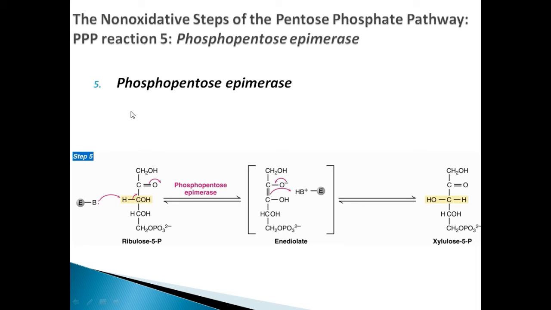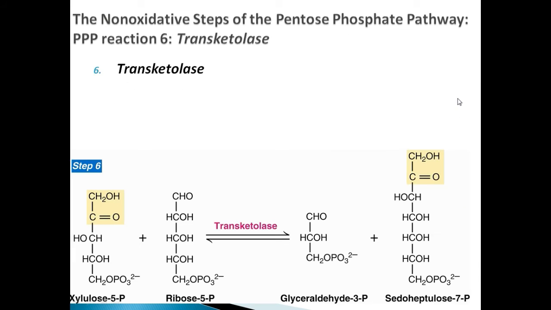The fifth reaction is catalyzed by phosphopentose epimerase. It converts ribose 5-phosphate into xylulose 5-phosphate. It doesn't appear as if too much is happening here, but of course the enzyme changes the stereochemistry of the ribose 5-phosphate in order to produce a xylulose 5-phosphate, and changing the stereochemistry, beg your pardon, is what an epimerase enzyme does.